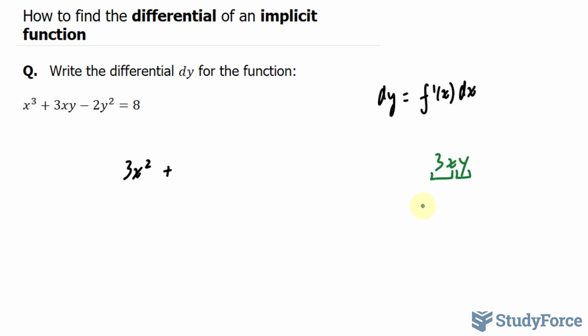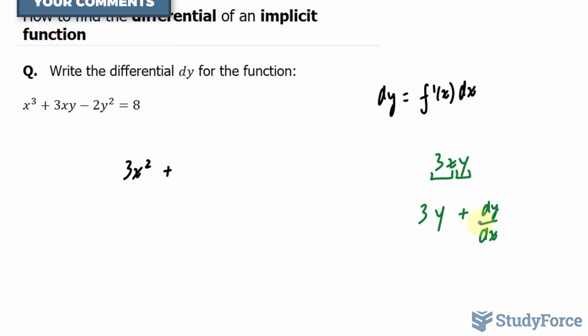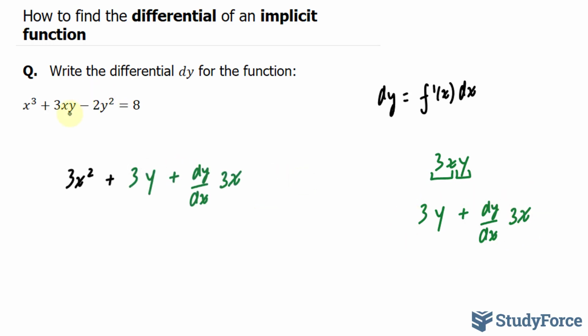So the derivative of 3x is simply 3, leave y the way it is, plus now the derivative of y with respect to x is 1. So I'll write down dy over dx. No need to write down times 1. That's not important. And then 3x remains the way it is. So I'll take this expression and place it right here. Next, I need to find the derivative of negative 2y to the power of 2. Not hard to do. We'll use the power rule. And if you do that successfully, you should end up with negative 4y dy over dx. And the derivative of 8 is 0.